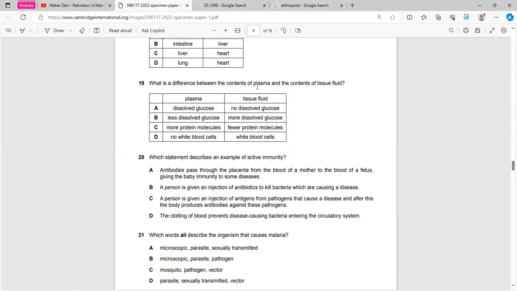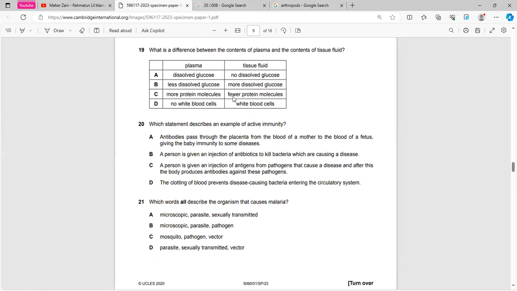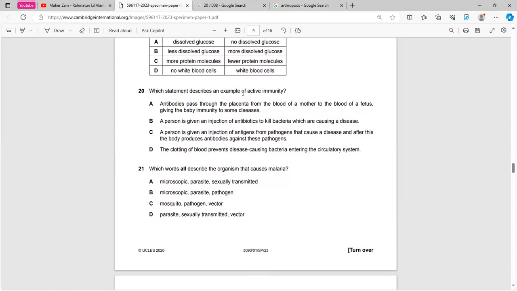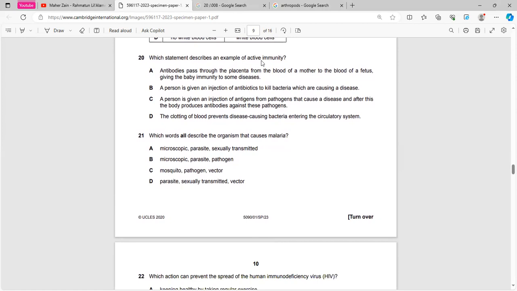Now we all know that plasma contains more protein molecules, and the only difference between plasma and tissue fluid is that the tissue fluid does not contain protein molecules. So the answer will be C. Now in question number 20, active immunity. Active immunity is the type of immunity which is obtained by giving artificial injections or antibody. So obviously the answer will be B.